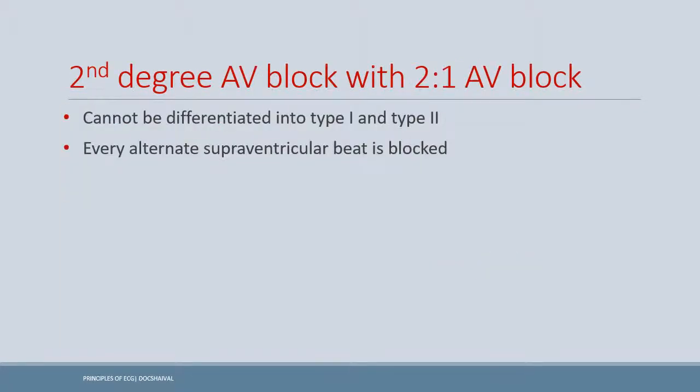Okay. Now, the third entity of the second degree AV block, as I mentioned earlier, is 2:1 AV block. Now, why do we not consider it in type 1 and type 2? That's simple because, if we have a P wave coming every alternate time with the QRS complex, this is the T wave, and then a P wave that is not followed, and then again a P wave that is followed by a QRS complex, then how can we differentiate, based on only two QRS complexes, whether it is Mobitz type 1 or type 2?